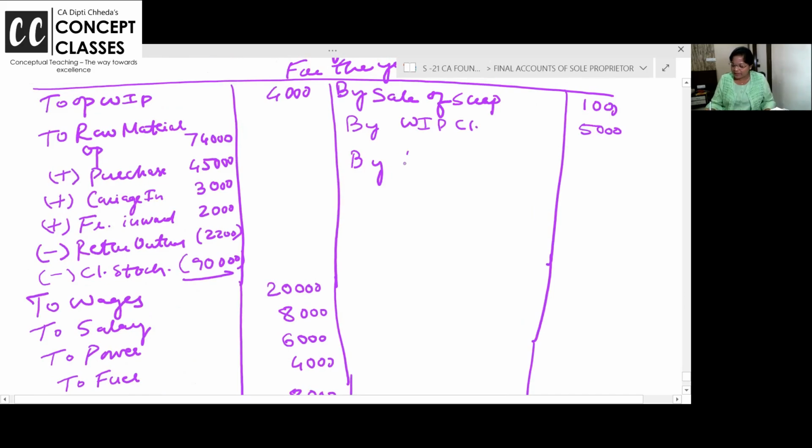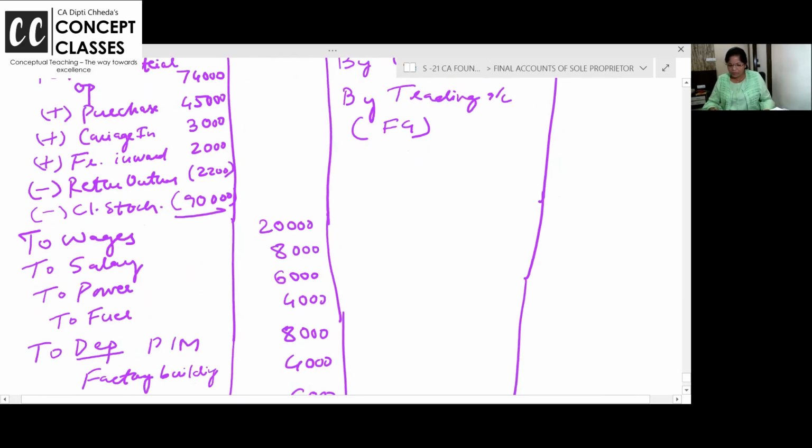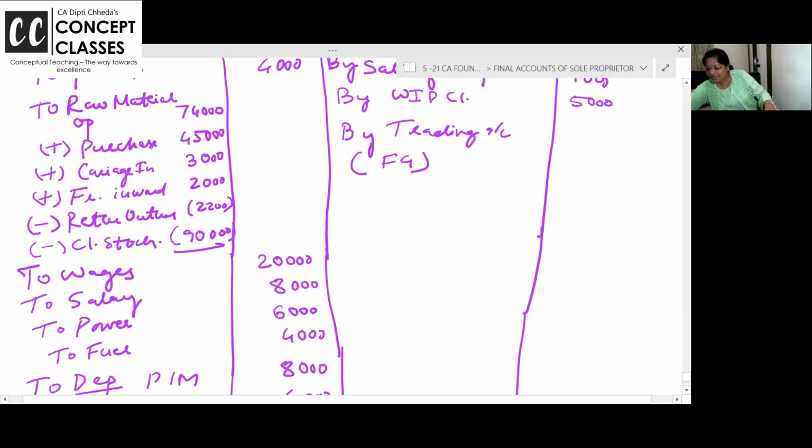Now what we get, these are like transferred to trading account. In bracket we can write finished goods. इतना तो closing work in progress है, means remaining are finished goods ready for sale. Check करो कितना आ रहा है आपका raw material consumed, बताओ मुझे पहले. 74,000 plus 45,000, 3,000 plus 2,000. Yes, you can put the total faster than me.